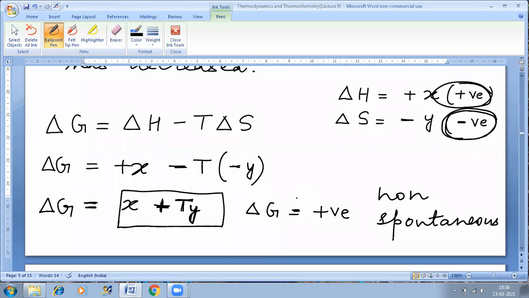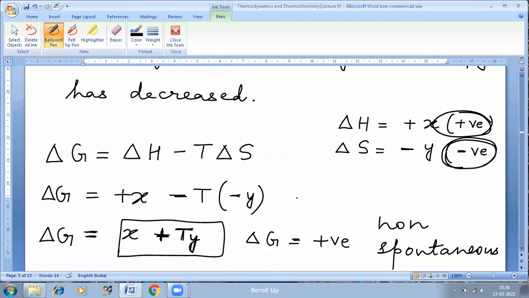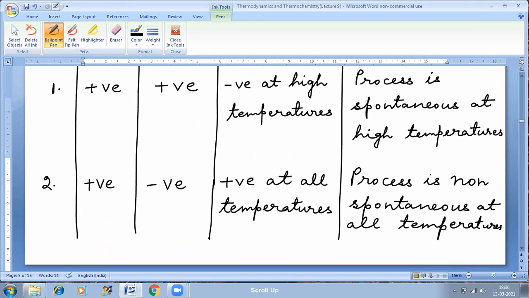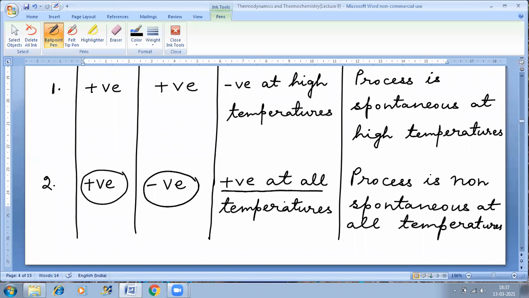Which means that the reaction will not happen at any temperature because delta G is positive. Let's go back to the table and see. Yes, so this is what it is. Delta H positive, delta S negative. Delta G is positive at all temperatures and the process is non-spontaneous at all temperatures. That's what we concluded. Process is non-spontaneous at all temperatures.